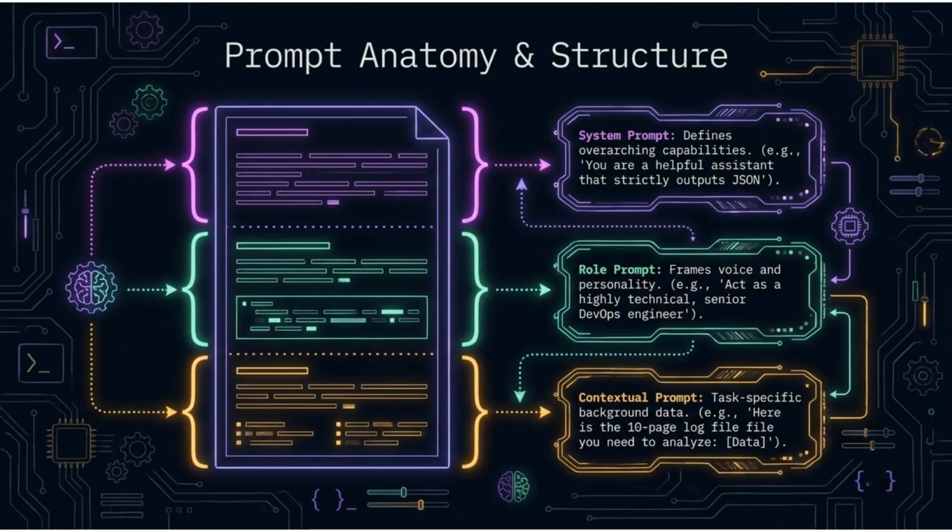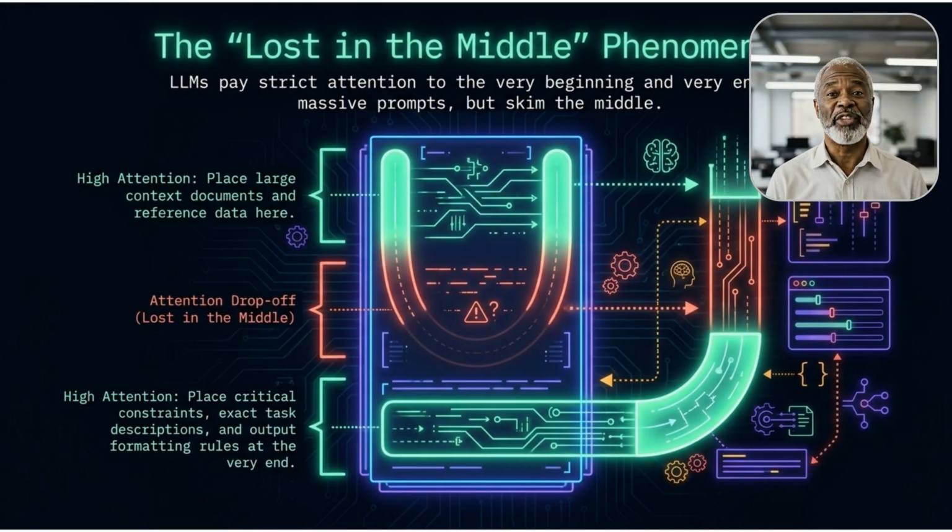Prompt anatomy includes three parts: system prompt for capabilities, role prompt for voice and personality, and contextual prompt for task-specific background data. Be aware of the lost-in-the-middle phenomenon. LLMs pay strict attention to the beginning and end of massive prompts. Place critical constraints and output rules at the very end.